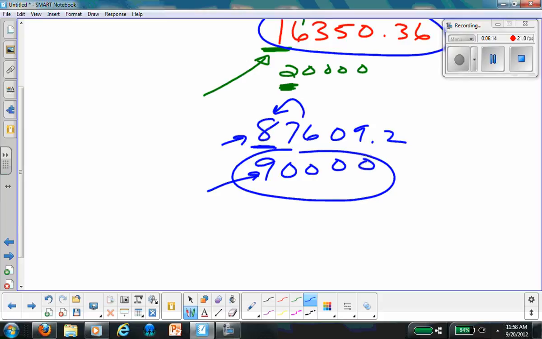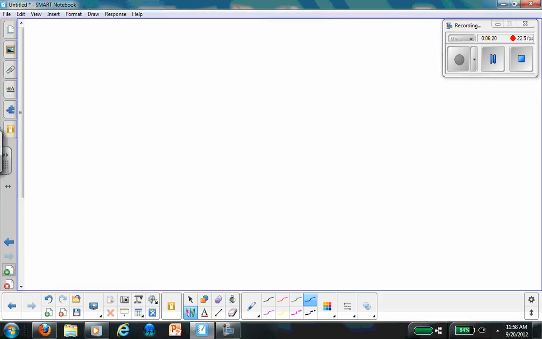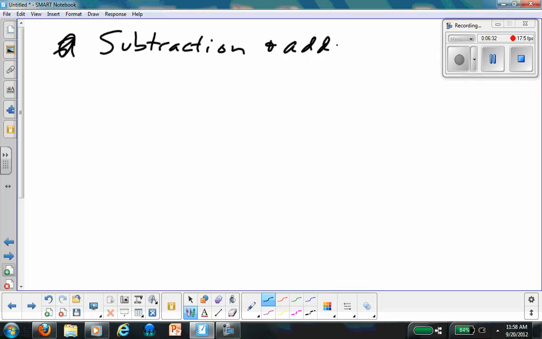All right? Now we have addition and subtraction. Let's go to that. Well, actually, I usually say subtraction then addition, and there's a reason. Subtraction and addition with sig figs.